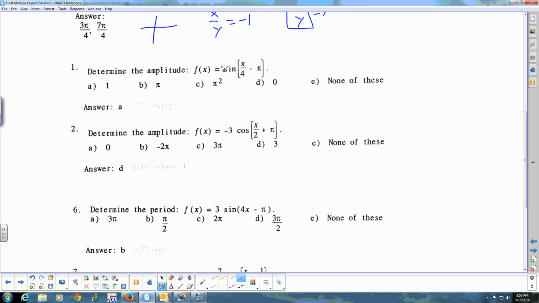Amplitude. It's the absolute value of the number in front. So the amplitude's 1. Amplitude, 3.